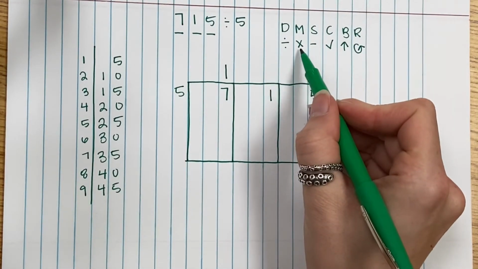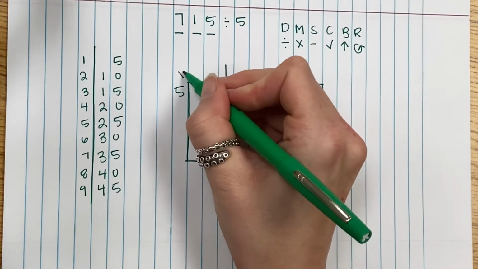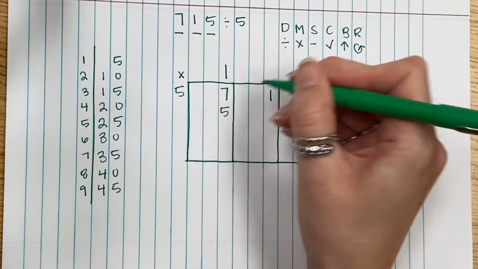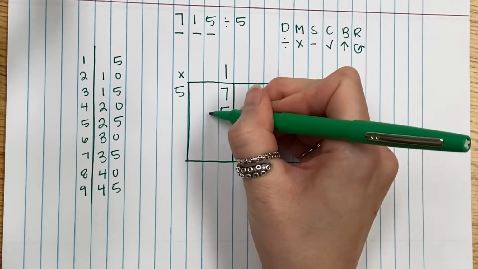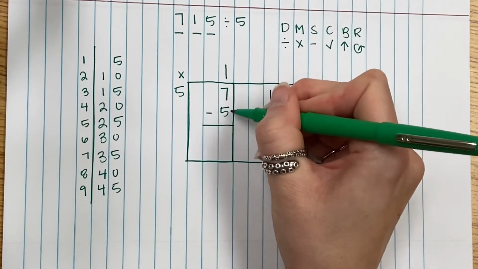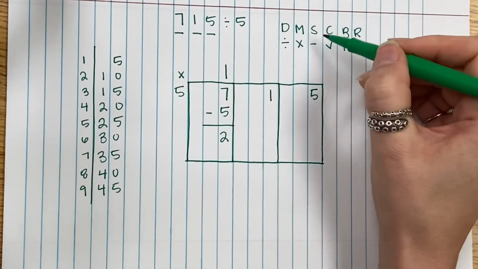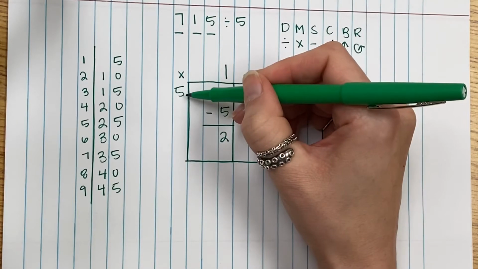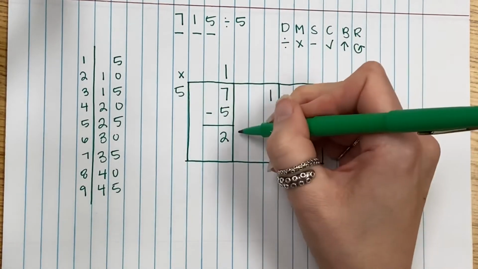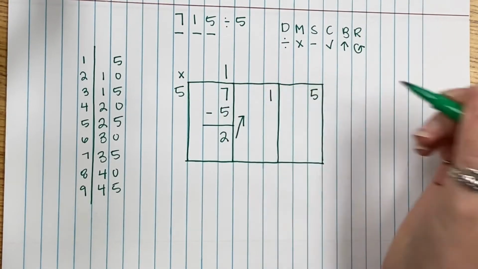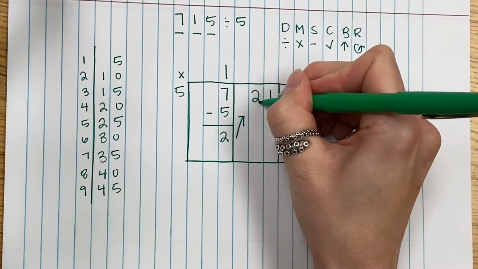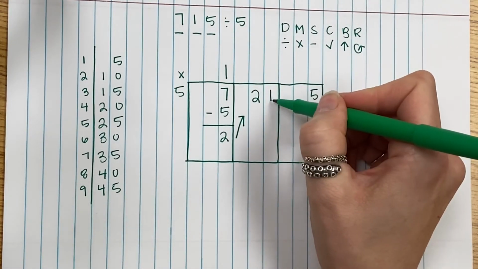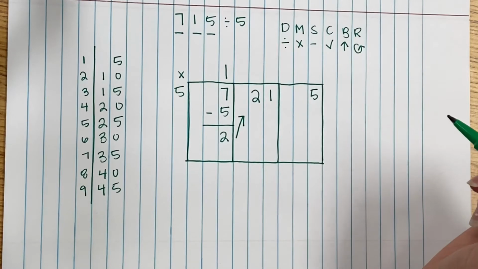After I divide, I can multiply. So 5 times 1 is 5. After I multiply, I'm going to subtract. 7 minus 5 is 2. After I subtract, I'm going to check. Is my remainder smaller than my divisor? If I can answer yes, then I can go ahead and bring that remainder up into my next box, putting it right in front of that other digit, and my new dividend is now 21.